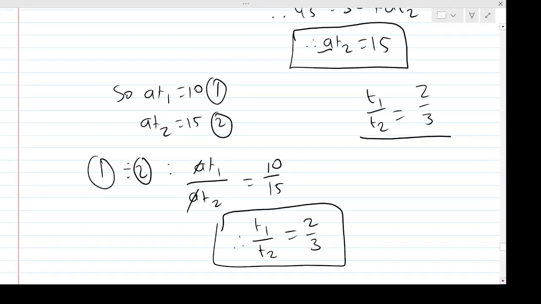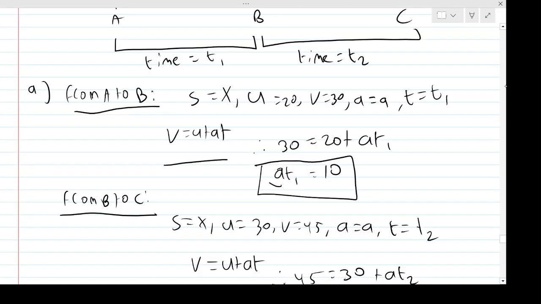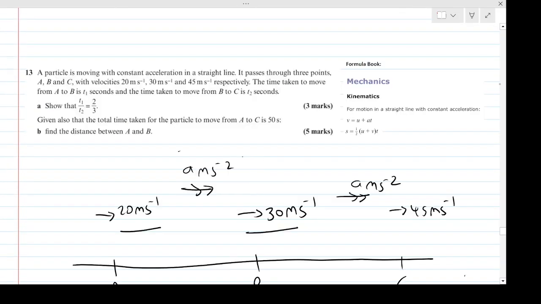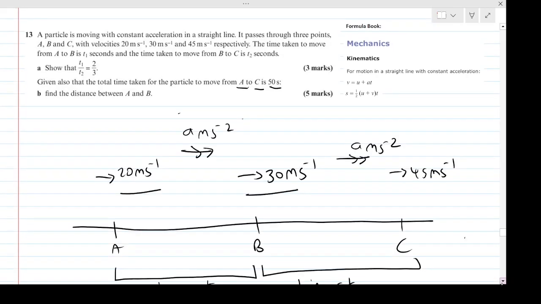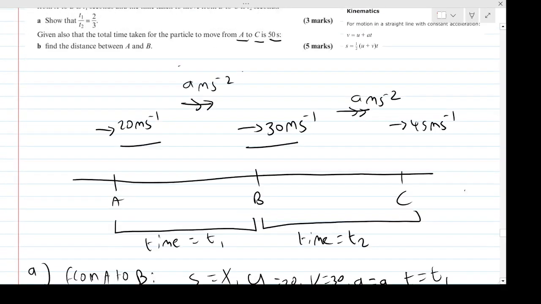Cool. Now we are told the total time to move from A to C, the total of the two parts, is 50 seconds. So if I then say that overall, I have to squeeze it in here, that the two times total 50 seconds, right?